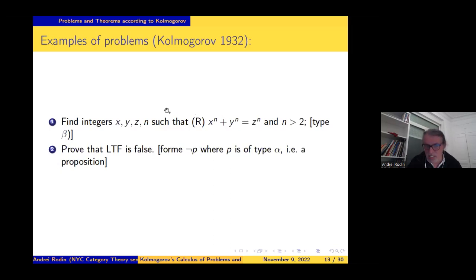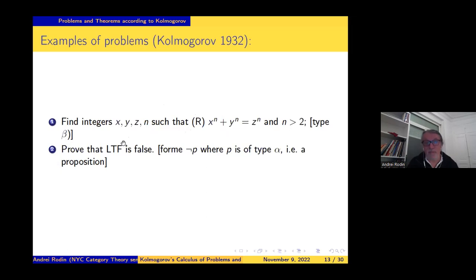Yeah, just a couple of examples to see what Kolmogorov means. Kolmogorov just gives examples of a proposition. So he says, just find a quadruple of integers such that the condition of Fermat's theorem is satisfied.